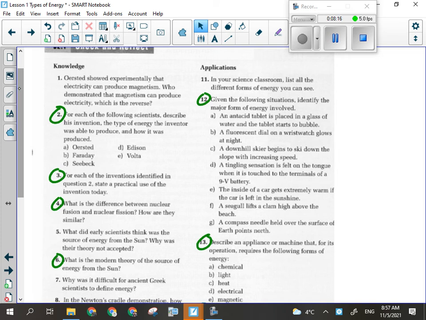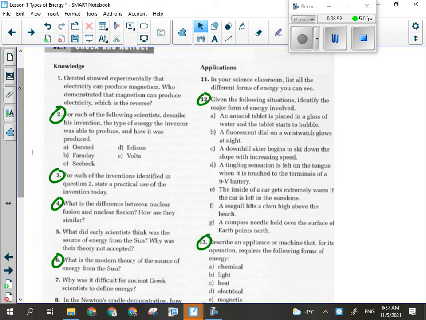Okay. All right. A tingling sensation is felt on the tongue when it is touched to the terminals of a 9-volt battery. Any of you ever done this? Yeah. This is how we used to test batteries when I was a kid. Right? We didn't have fancy batteries. Everything ran on these things. Okay. Yeah, so if you put your tongue across the positive and negative terminal and the battery was good, you got a bit of a zap. And if it wasn't very good, it barely tingled. You had to be brave though. Right? You never knew where that battery had been.